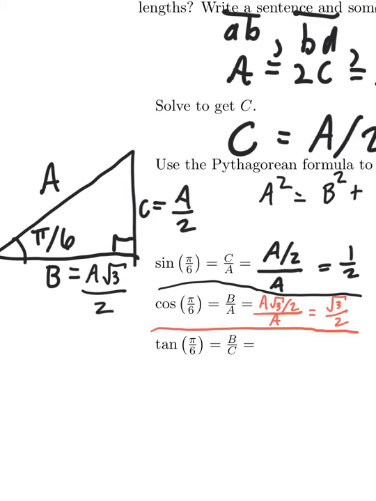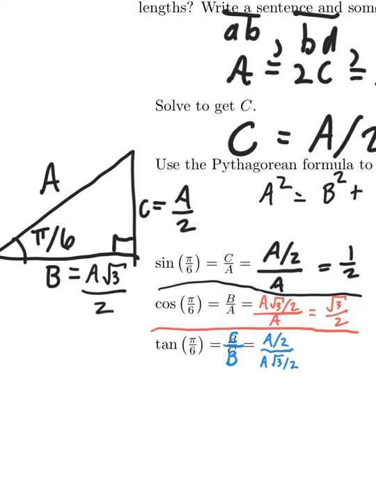Tangent of pi over 6. So TOA, SOHCAHTOA. That means that the tangent of pi over 6 will be opposite, so c, excuse the typo, divided by adjacent, b. And now we'll just write that in. Tangent of pi over 6 is c over b. That's a over 2 divided by b, which is a times the square root of 3 divided by 2.